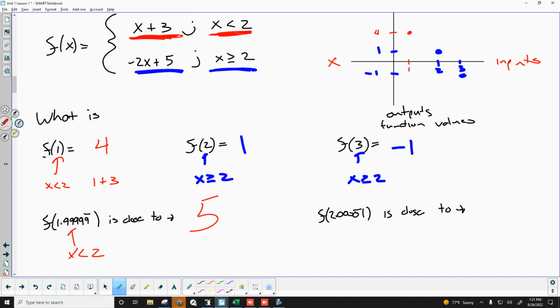Okay, what about this? If you plug in 2.0000000, an infinite amount of zeros. What's that going to be? Is there a 1 at the end? Yeah, sure. That way it's not 2. It's not 2, but it's just a little bit bigger.